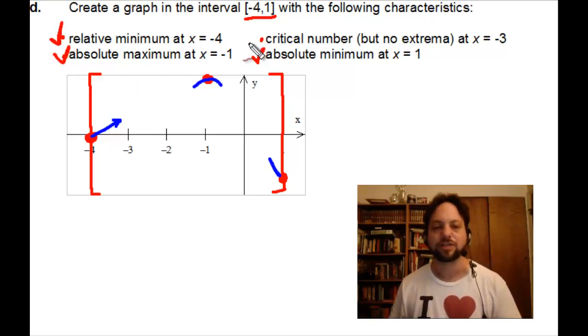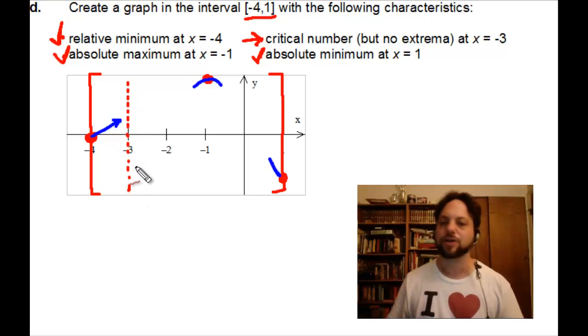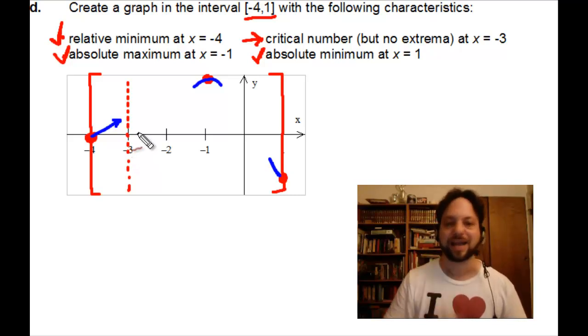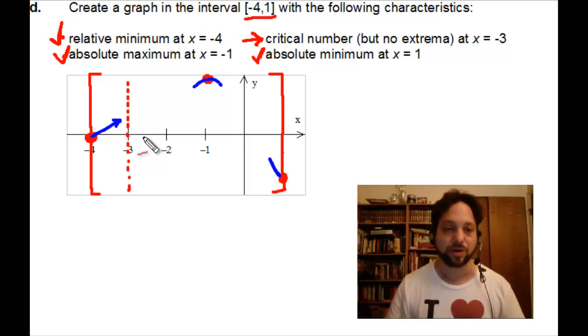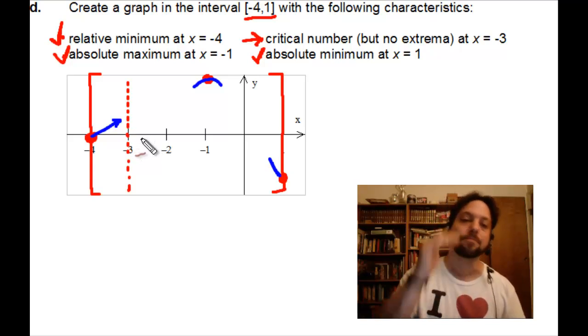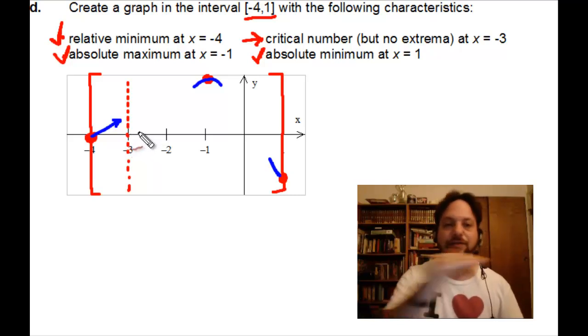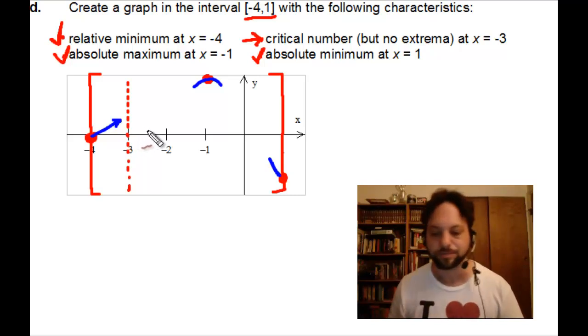So we have this fourth characteristic that we need to cover. There needs to be a critical number at x equals -3. So right here, there has to be a critical number, but no extrema. How can we have a critical number but not have extrema? Well, if the derivative equals 0, does that necessarily mean that I must be on top or that I must be on bottom? Or could I have a horizontal tangent line but no extrema?